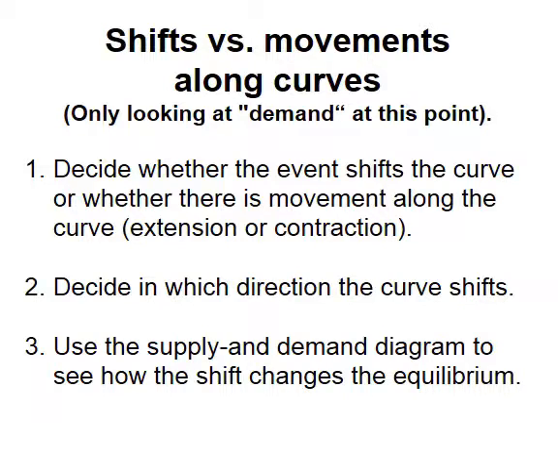So shifts versus movements along the curve. We'll do a little warm up looking at demand, and we're going to look at demand only at this point until we switch to supply. So decide whether the event shifts the curve or whether there's a movement along the curve. And if there's movement along the curve, let's see if there's an extension or a contraction. Decide in which direction the curve shifts, and use the supply and demand diagram to see how the shift changes the equilibrium.